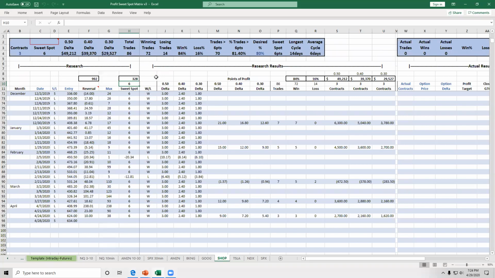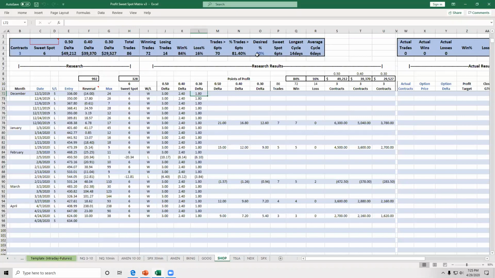And then you take that 6-point sweet spot, 6-point targeted move, and you multiply it times the delta of whatever option you've decided to trade. If you're trading a 30 delta, you would be setting a profit target on that trade of $1.80. It's taken all of the anxiety and all the guesswork out of, well, what should I hold for?